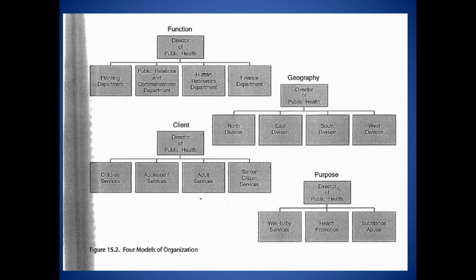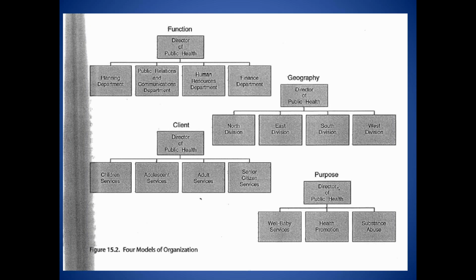Now, carrying a step further, as we organize, as an example, a public health agency, there are several different ways it can be accomplished, and here are some different models. The first example at the top of the page is organizing by function, where in my example we have 4 units that are under the authority of the director: a planning department, a public relations and communications department, a human resources department, a finance department. Each one has a very explicit function.